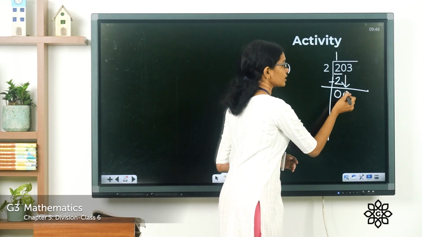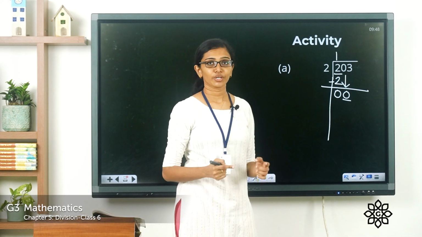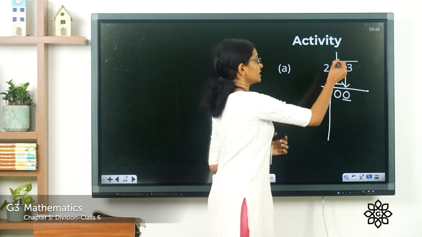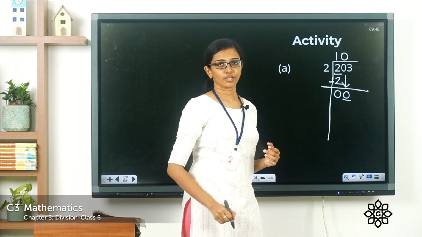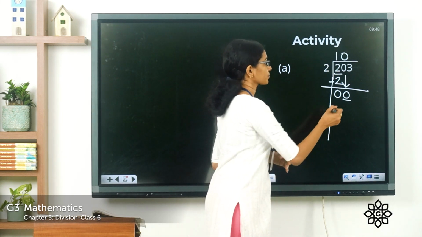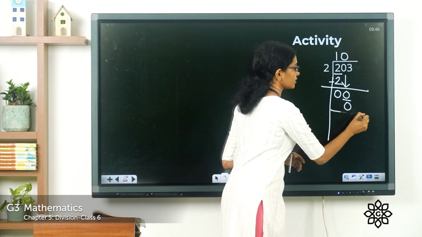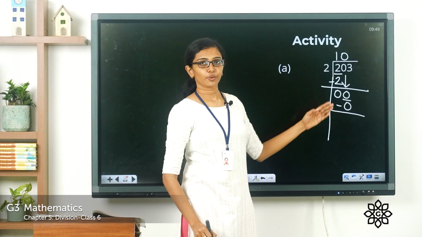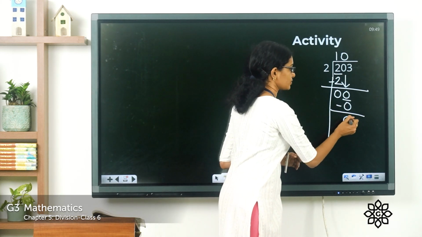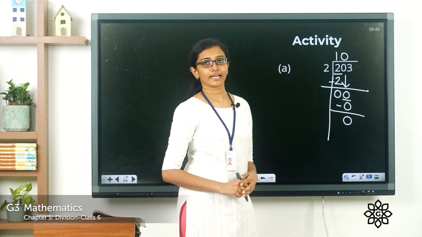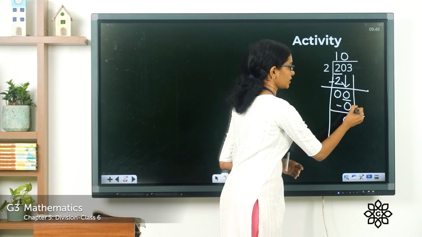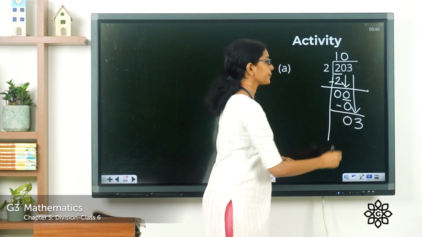Now let's do 0 divided by 2. 0 divided by any number is equal to 0. 0 into 2, that is equal to 0. Now let's subtract 0 minus 0, that is equal to 0. Now bring in the next digit down, which is the digit 3. So we have 3 here.